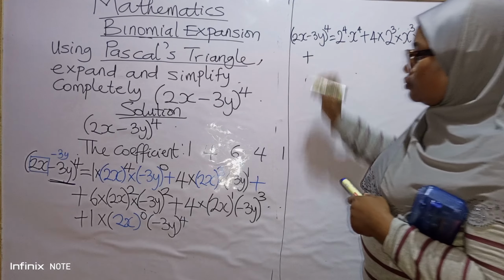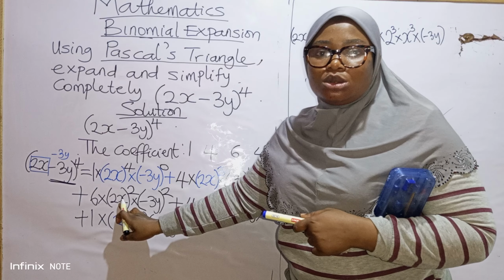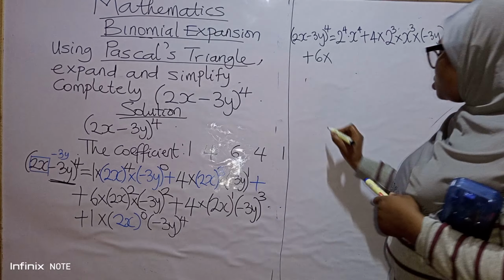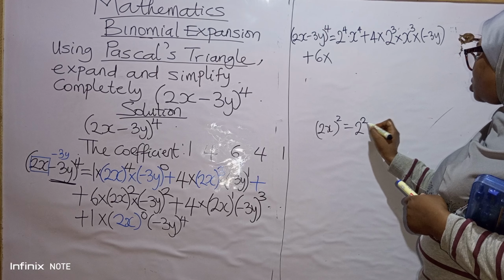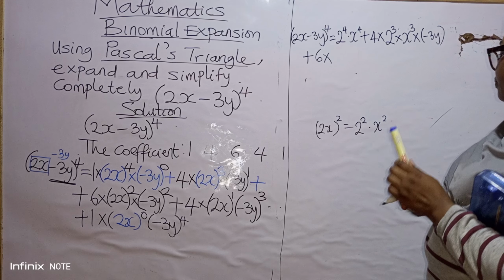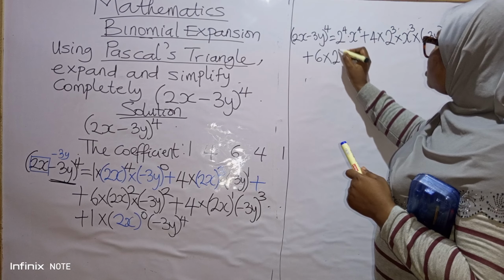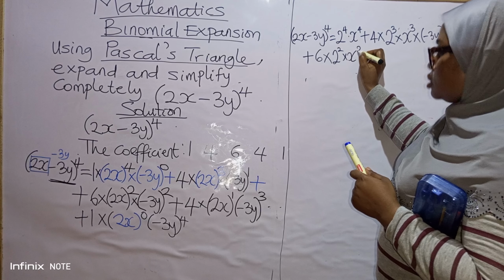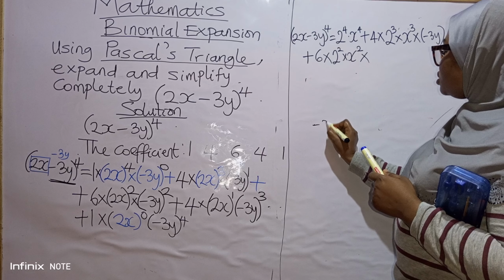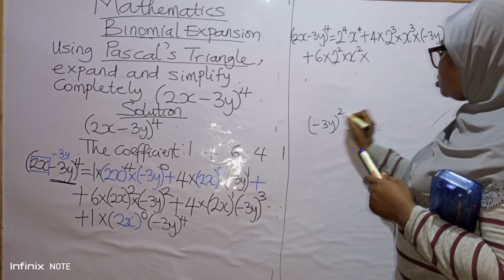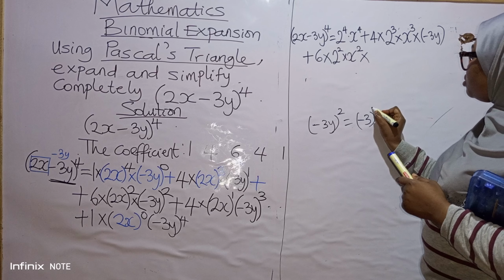Plus 6 multiplied by (2x)^2. So (2x)^2 is the same thing as what? 2 raised to power 2 multiplied by x raised to power 2. So here I will now have multiplied by 2 raised to power 2 multiplied by x raised to power 2. Then I also have multiplied by (minus 3y) raised to power 2. So it will be minus 3, take note, raised to power 2.